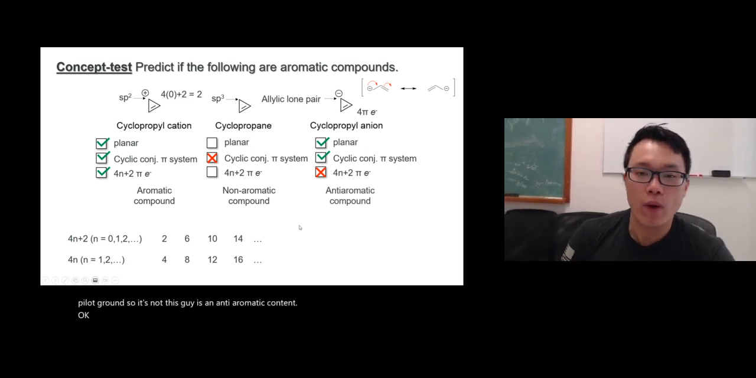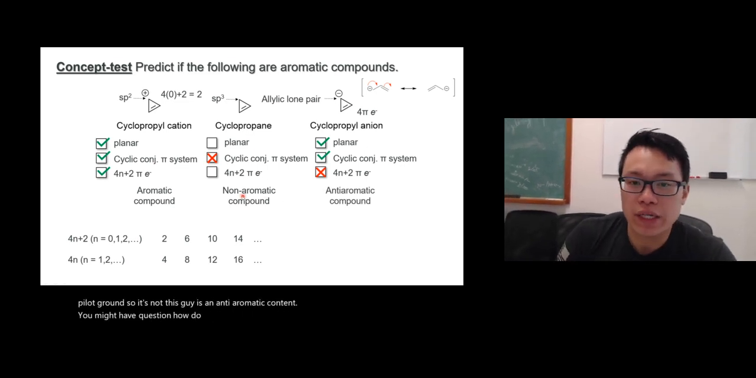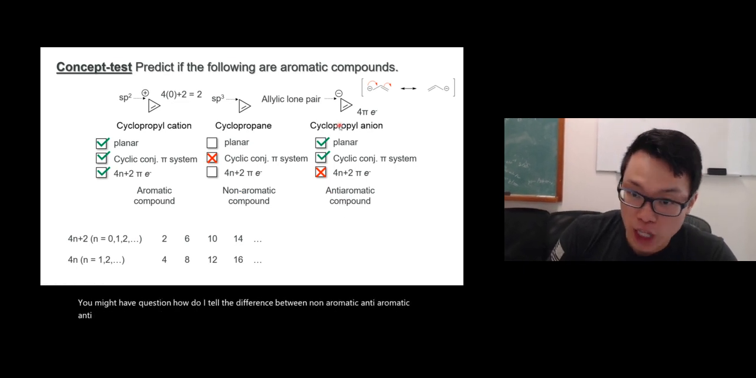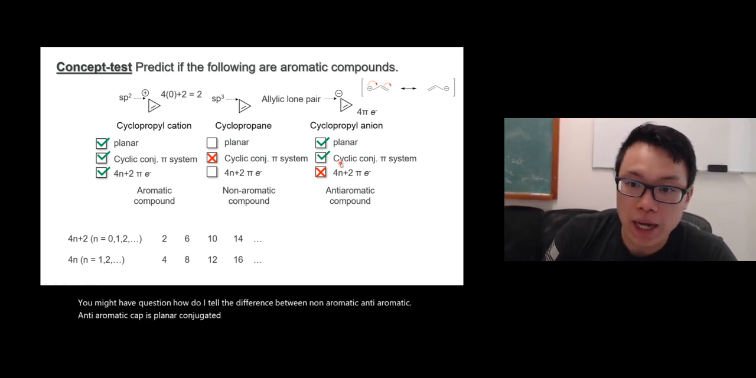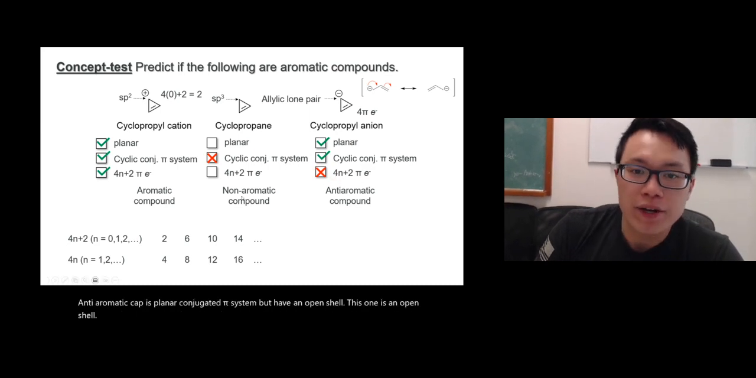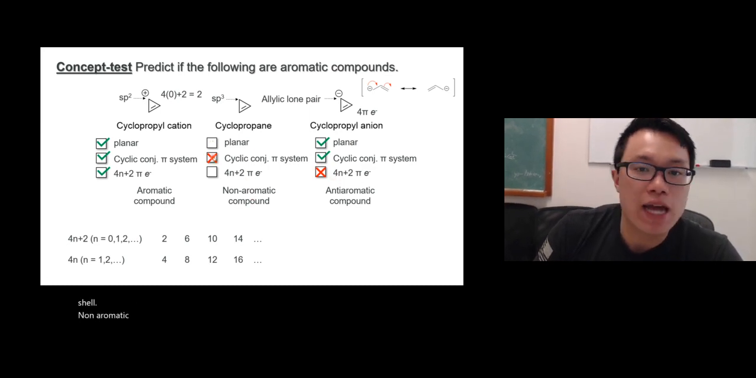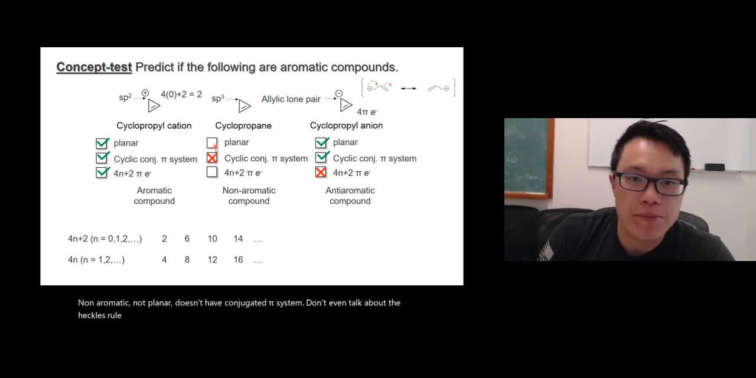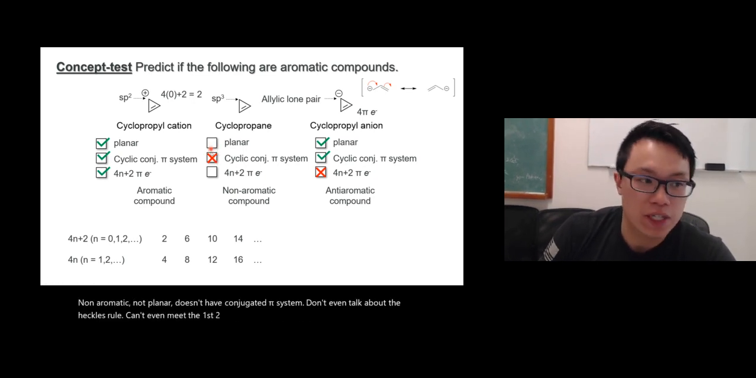Now you might have a question: how do I tell the difference between non-aromatic and anti-aromatic? Anti-aromatic has a planar conjugated pi system but has an open shell. This one is an open shell. Non-aromatic is not planar or doesn't have a conjugated pi system. We don't even talk about Huckel's rule, since it can't meet the first two, either one of these.